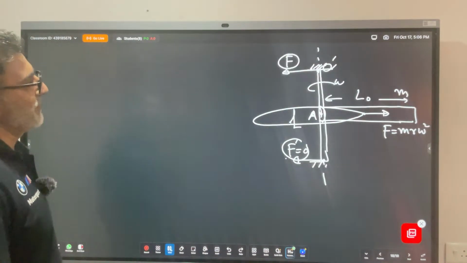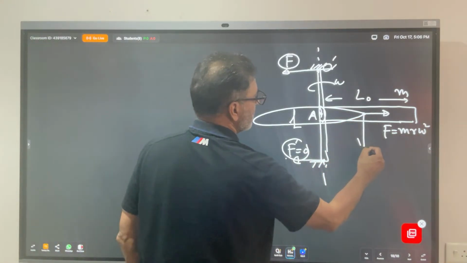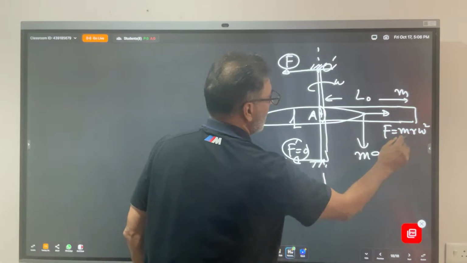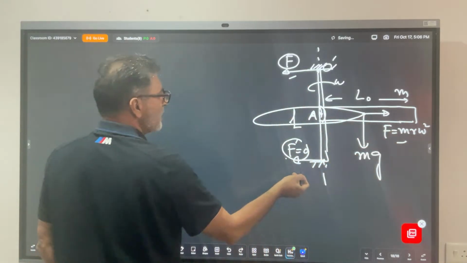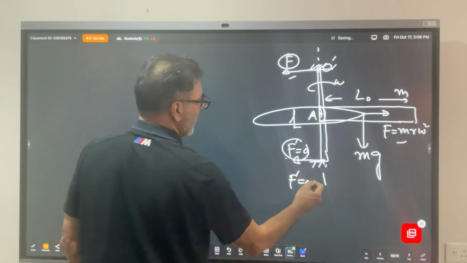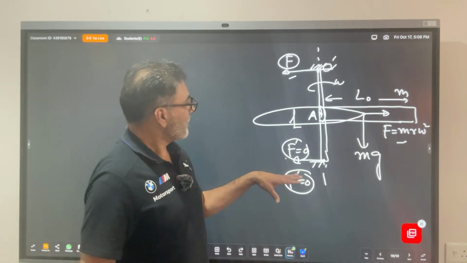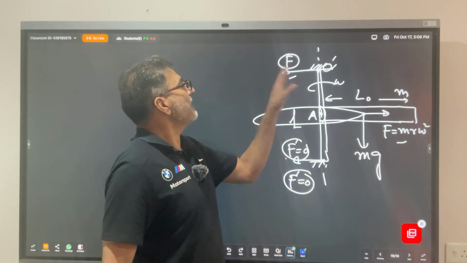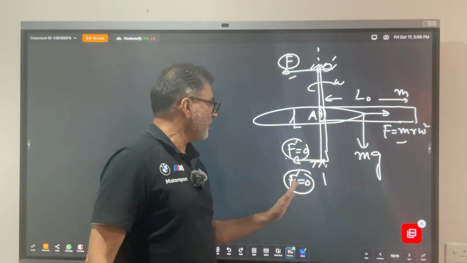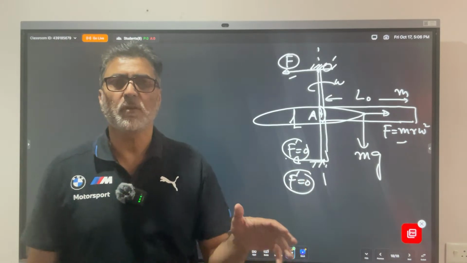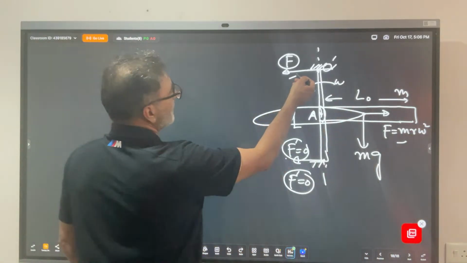How to do this problem? First of all, there's mg also downwards. First of all, I will write an equation in which this force is balanced only. I will assume this force F prime is 0. If I assume this, it will lead to other things, F and omega. Let me assume this force is 0. When I assume this force is 0, it will lead me to other things which I have to find.